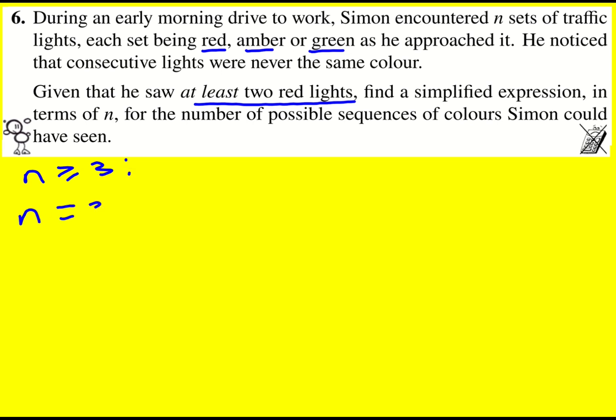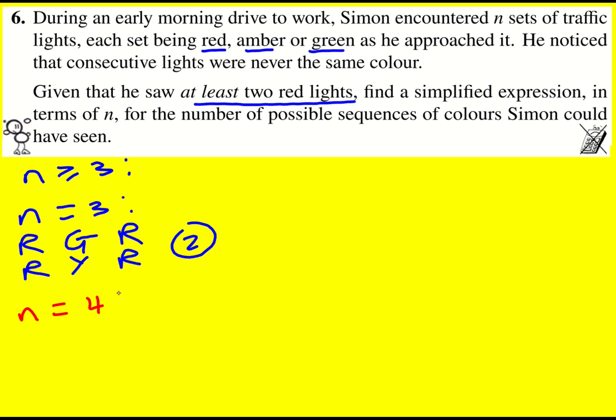So let's look at 3 lights. Because we have to have at least 2 reds, the first and the last one have got to be red. So it's going to be R, G, R, and R, Y, R. There's going to be 2 possibilities here. That doesn't give us a great deal of insight, but it's at least a starting point. Let's now look at n equals 4.